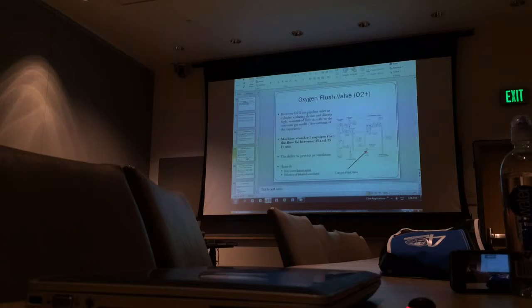Just cover that. The oxygen flush valve. Each anesthesia machine does have a flush. And there is a resistor in there that keeps it from going above 75 liters per minute. And this is something that they use routinely to fill the system up with oxygen. But you wouldn't want to ventilate a patient with this because it could actually cause harm, barotrauma.